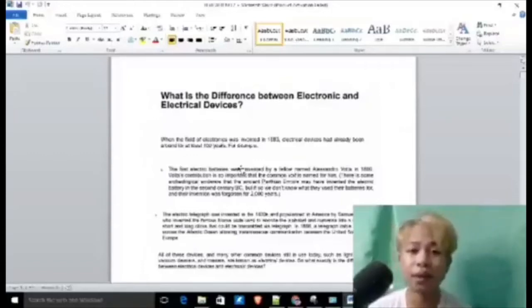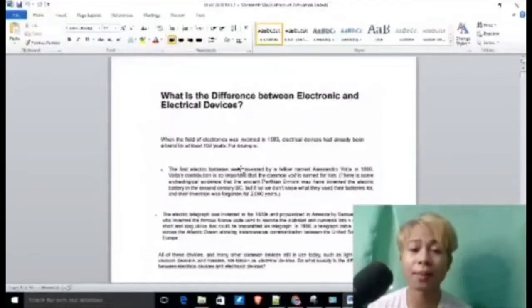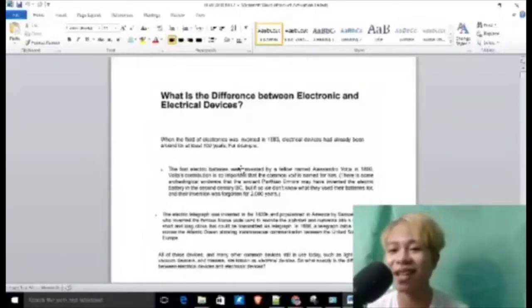So here in the first lesson, we can see on the screen that there is a question. The question is, what is the difference between electronics and electrical devices? Before I read this, my first impression of this question was that electronics is something more useful than electrical devices. I mean, electronics is something more powerful, something that can do more than electrical devices.